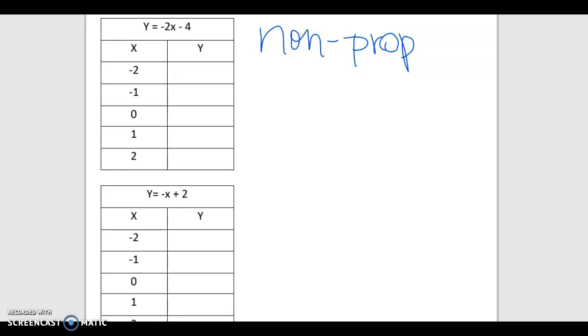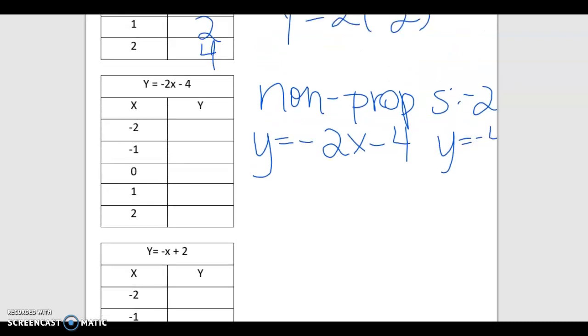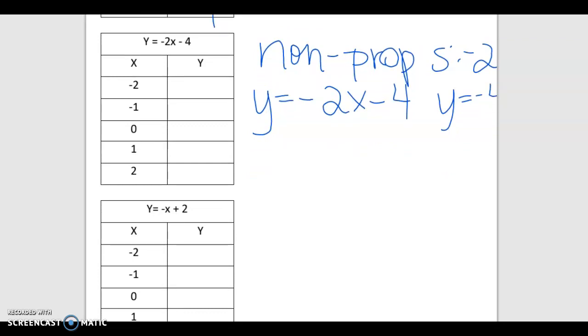All right, so let's look at our table. My equation is y equals negative 2x minus 4. So my slope here, I'm just going to put an S, is negative 2. Don't forget the negative 2. While my y-intercept equals negative 4. Remember that in y equals mx plus b, m is my slope and b is my y-intercept.